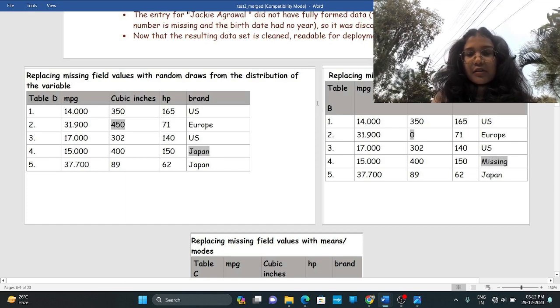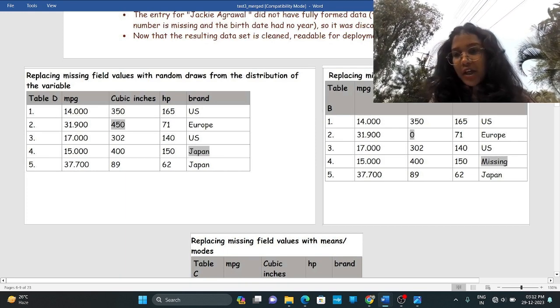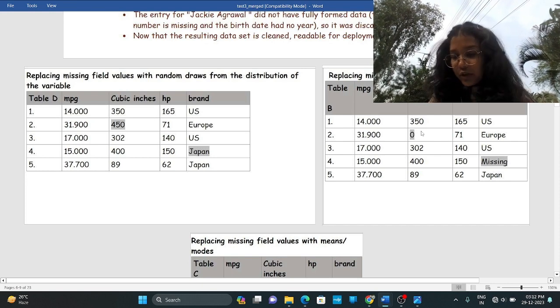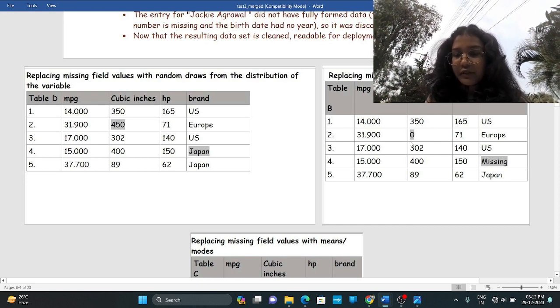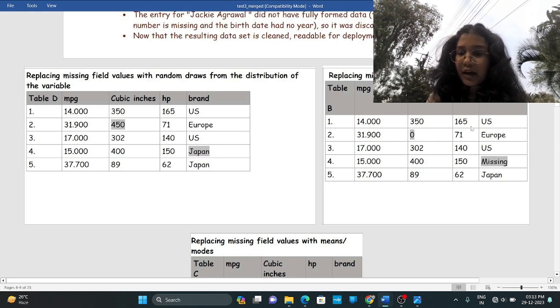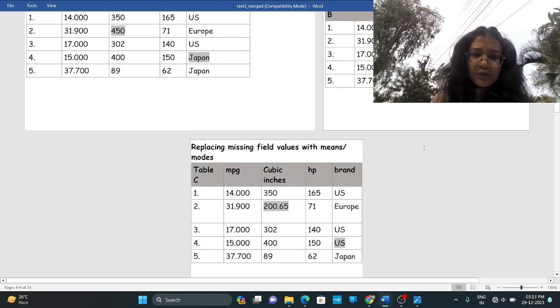By the second process, replacing missing field with user defined constants, like in cubic inches serial number 2, table B, serial number 2, we replaced cubic inches of serial 2 by 0 and brand of serial number 4 with missing, which is a type of string.